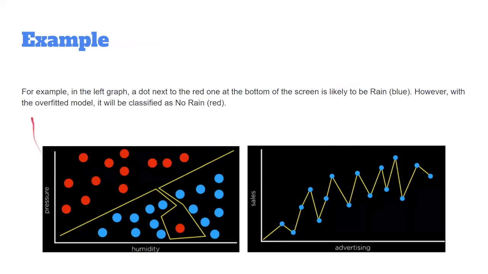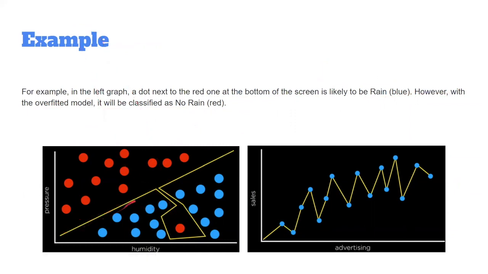So an example of this: in the left graph, a dot next to the red one at the bottom of the screen is likely to be rain, blue. However, with the overfitted model, it can be classified as no rain, red. So this is looking back at the weather example. This day might not have had rain, so it is inaccurate.